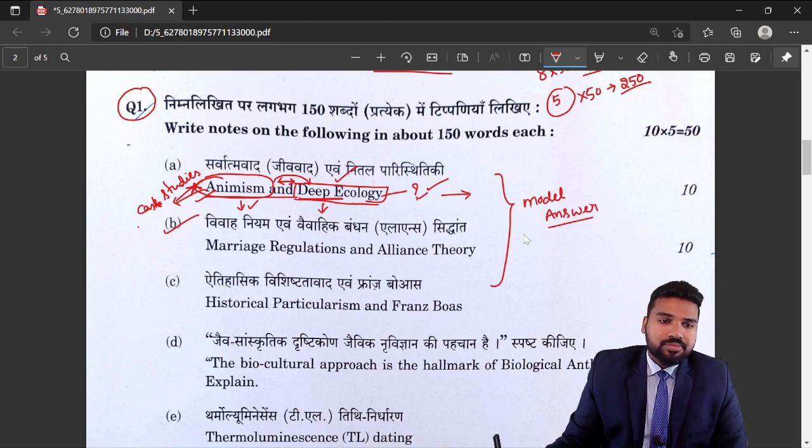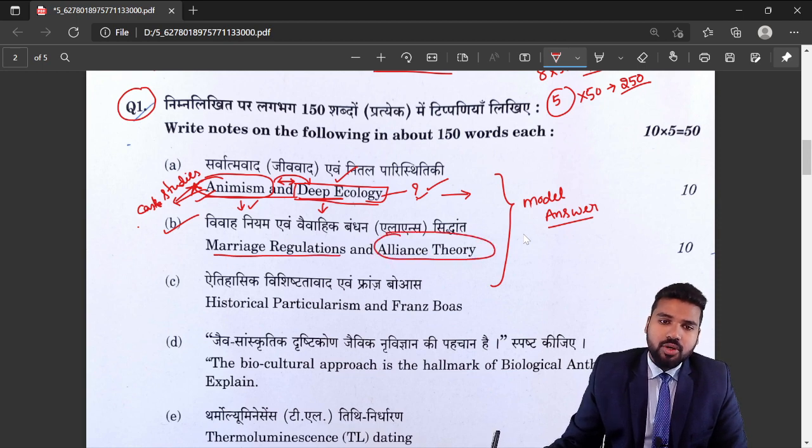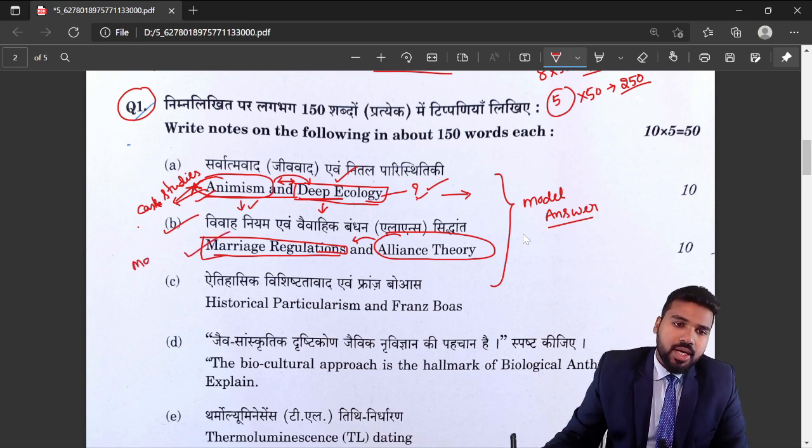Then you have question number B. Question number B is 1B. It is related to marriage regulations and alliance theory. So here you can talk about alliance theory given by Levi-Strauss, and then how this alliance theory and marriage regulations are linked with each other. So directly from your marriage and kinship concept.